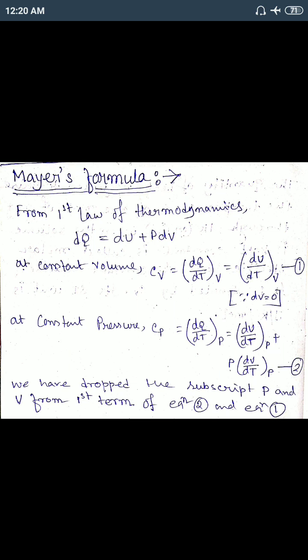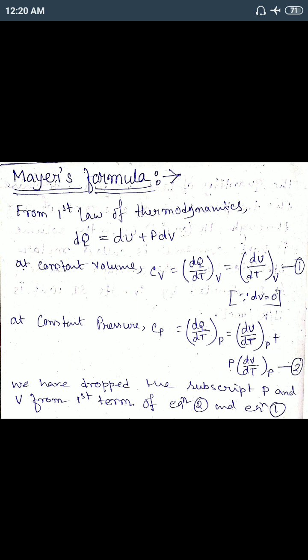Now at constant volume, Cv equals dq by dt at constant volume. That's why we write the suffix V. So dq, because at constant volume no work is done, there is no change in volume, so that second term, p dv, will be 0. So we have only du by dt at constant volume. This is equation number 1. But at constant pressure, Cp equals dq by dt at constant pressure, that equals du by dt of p plus p, constant pressure, dv by dt. Both outputs we have at constant pressure. This is equation number 2.